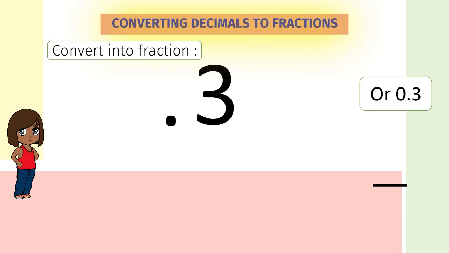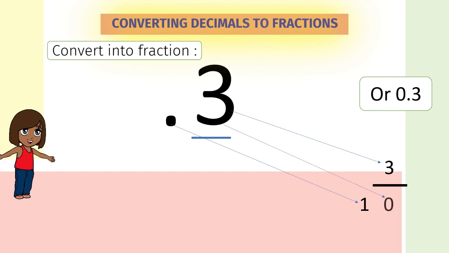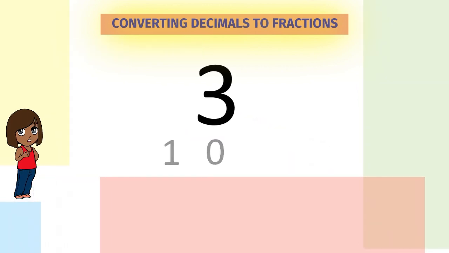0.3. How do you convert it into a fraction? For the numerator, just remove the decimal point. So we have 3 as the numerator. For the denominator, remember, the denominator has the same number of zeros after 1 as the number of digits after the decimal point. Here, there is 1 digit after the decimal point. So, we have 10 as the denominator. The answer is 3 by 10.